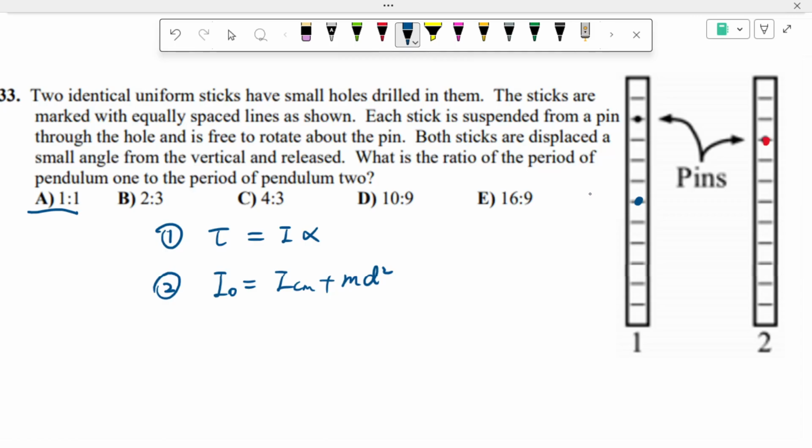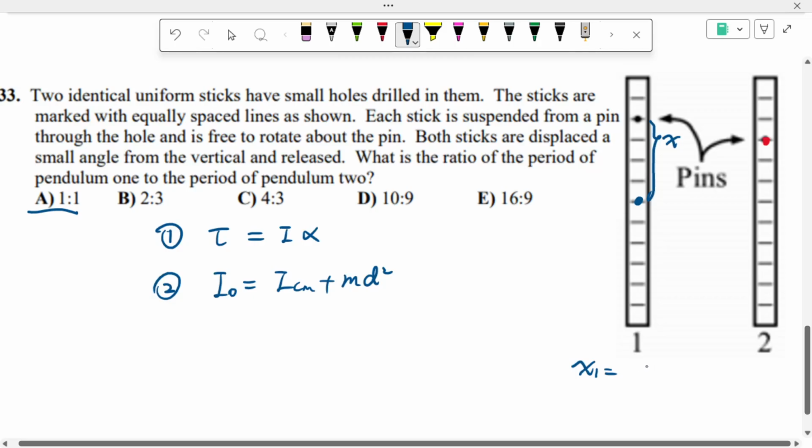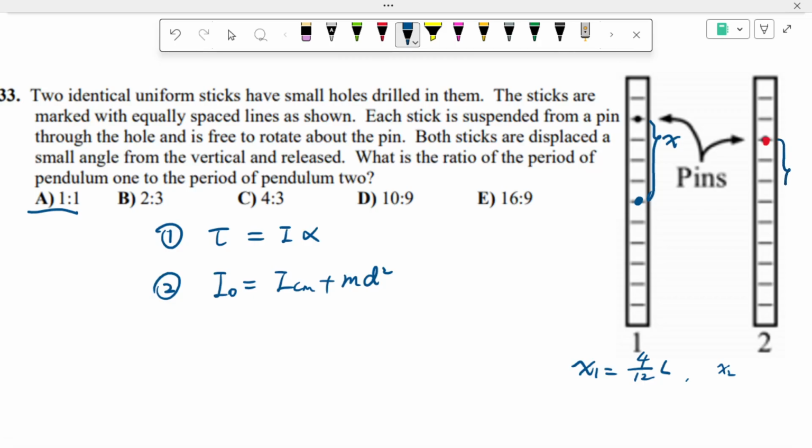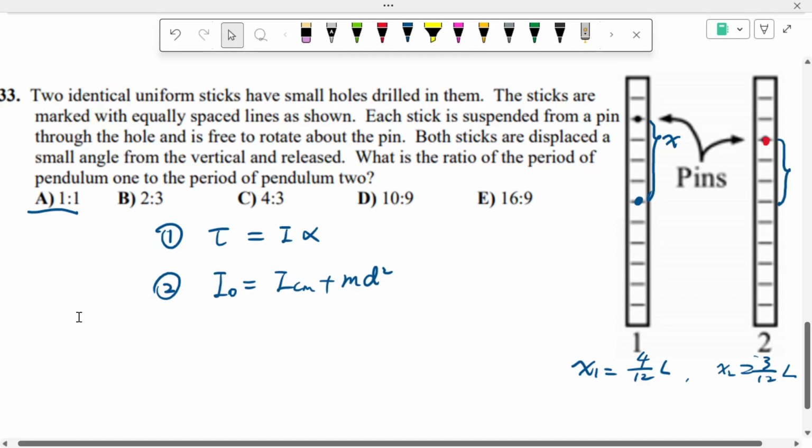So here I'm going to find the universal solution for this stick. I'm going to set this length as x. For stick one, x1 equals 4 over 12 L, which is 1/3 L. For x2, the distance between the pivot and the center of mass would be 3 out of 12, which is 1/4 of L.